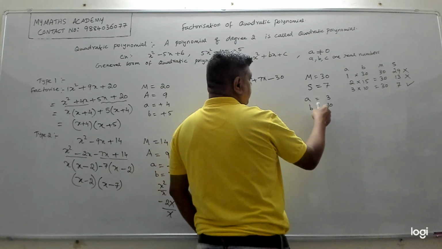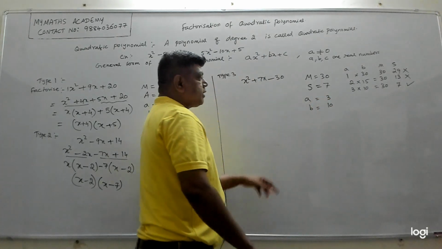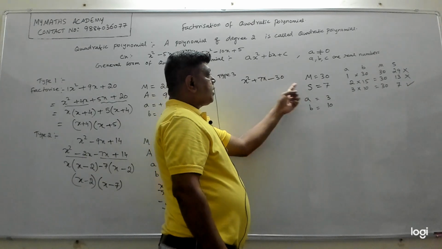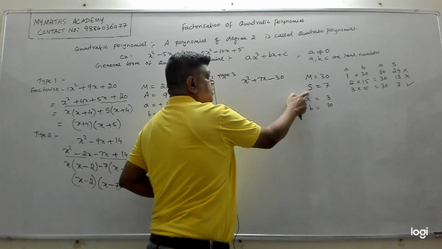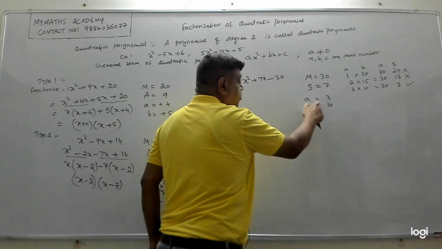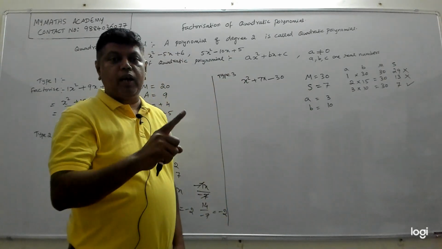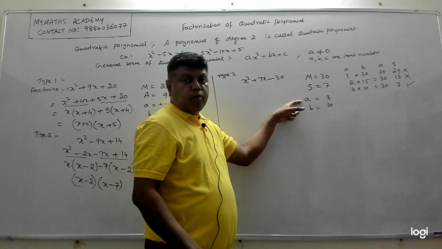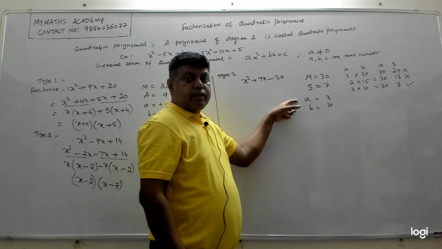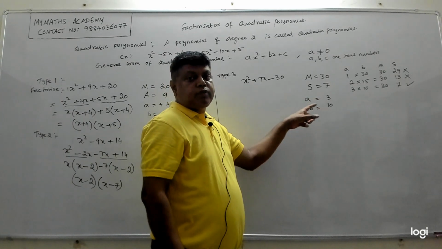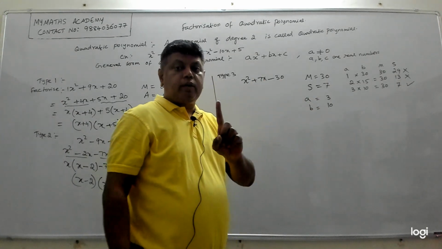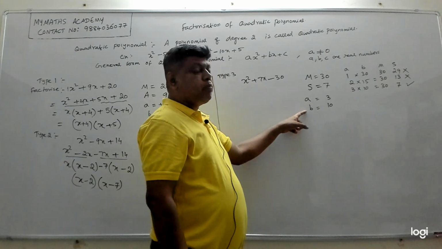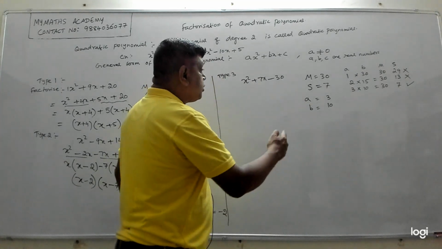Now after finding the two numbers, we need to decide the sign of the two numbers. Here sign is important. Now it is a subtraction case, because this sign is minus. In subtraction case, one number will be positive and one number will be negative. To find whether A is positive and B negative, or A negative and B positive, we should check this sign.